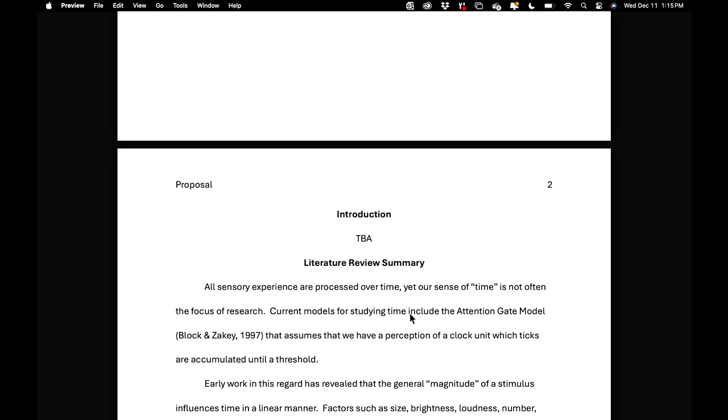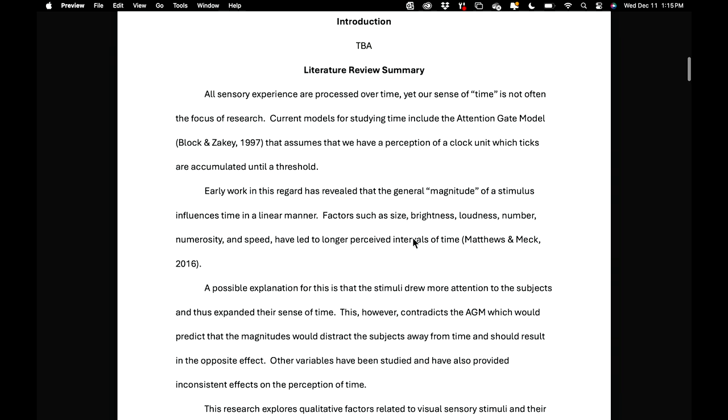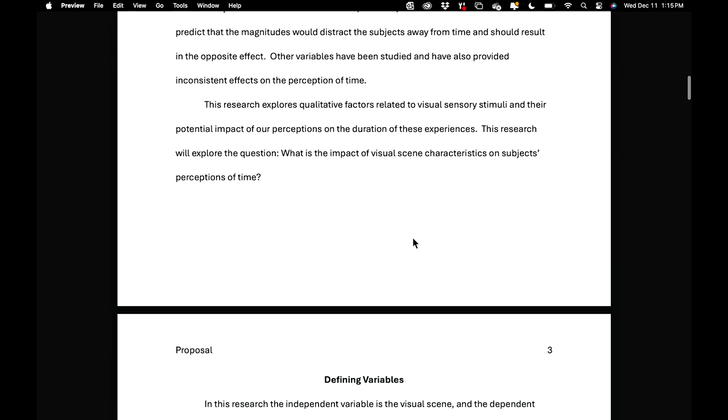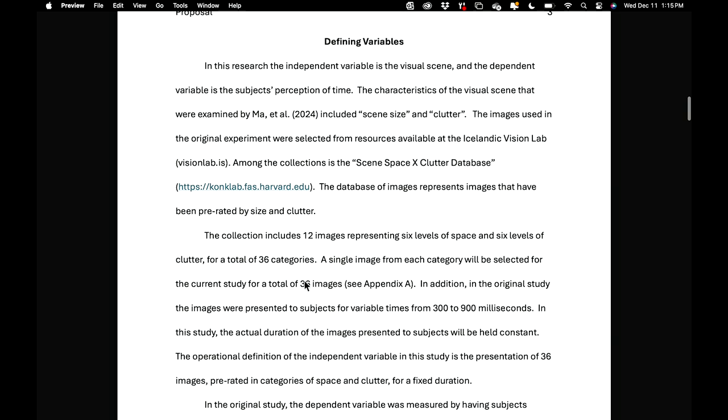All I did was copy it right from the literature review assignment. Here's the literature review, and I came down to defining variables here. I copied this right word for word. I also included an appendix now for those images. I will show you that in just a minute.